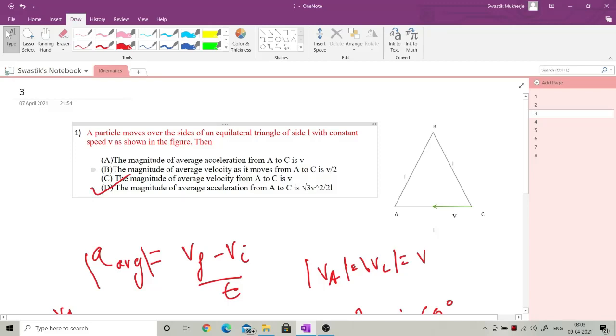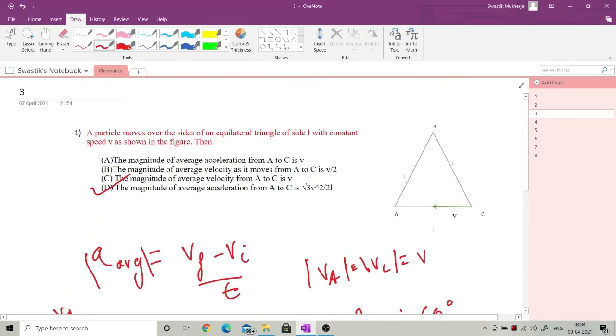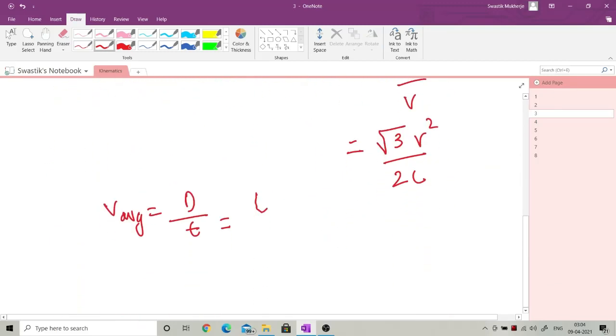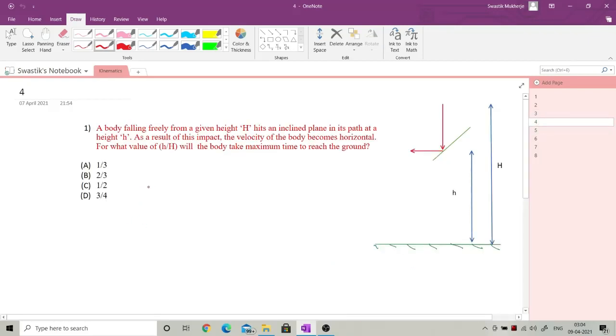Now the magnitude of average velocity as it moves from A to C, let's calculate that as well. What is average velocity? This is the displacement by time, which is, well, the displacement is L because it moves from A to C, and the time, as you already know, is 2L by V. So this is V by 2. So option B is correct. Let's move on to the next one.